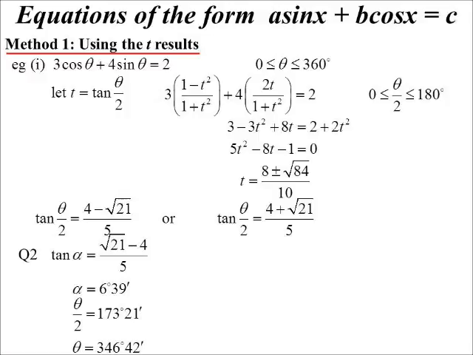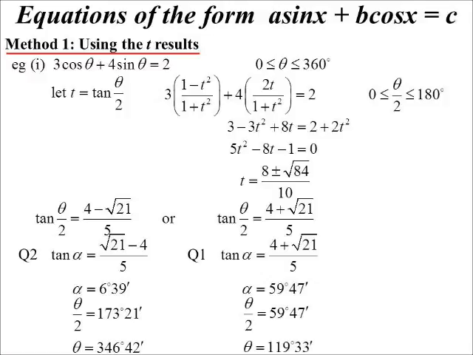Okay, let's have a look at the other one. This one might be a little bit easier. 4 plus root 21, positive or negative? Okay. So this one is just in the first quadrant. So I'm looking for the acute answer. Theta on 2 will be 59 degrees 47. Double it, I get my second answer. So my two answers to this equation, theta is 119.33.